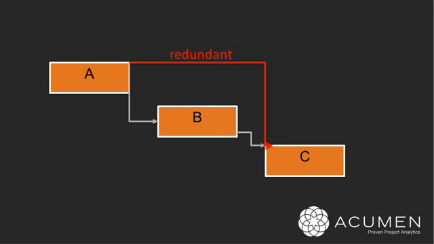The reason why it's redundant is there is already driving logic going from A through B to C. So in reality, in our schedule, we can actually afford to remove that fourth link, that A to C link, and still uphold the integrity of our schedule.